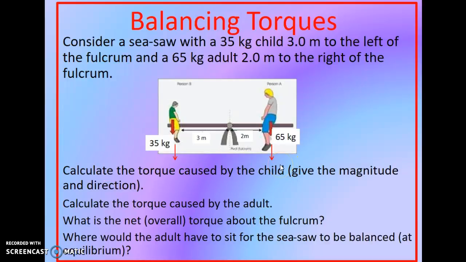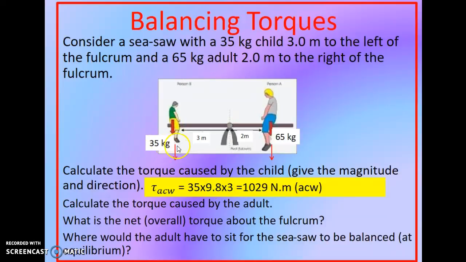So in order to do that, we say 3 times the force. Now a lot of people tend to forget to put the 9.8 in here. So it's 35 times 9.8, because you have to convert this to a force. So then times it by the distance. The answer is in Newton meters, and you need to give a direction. So it's anti-clockwise.